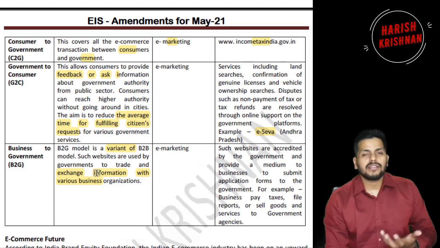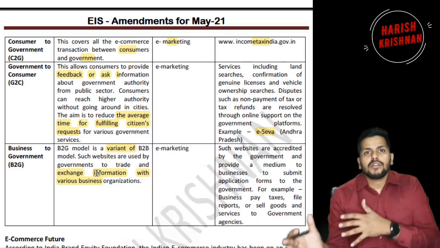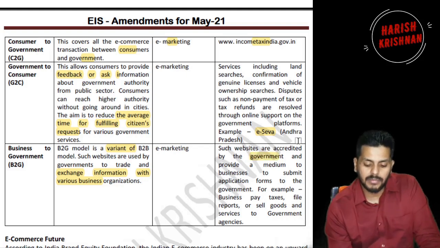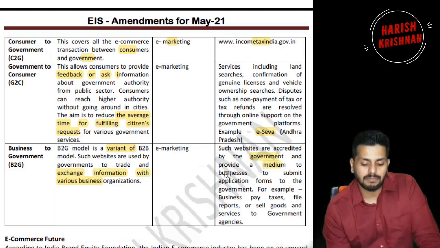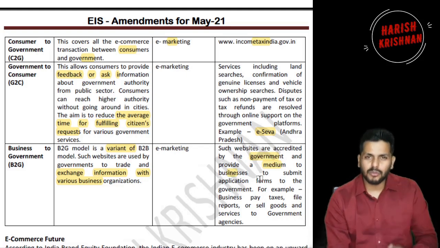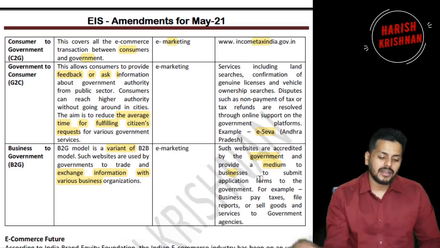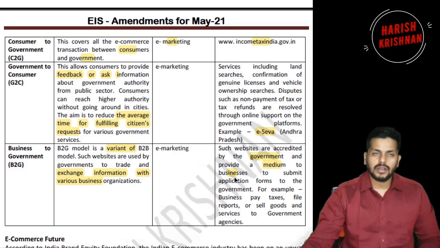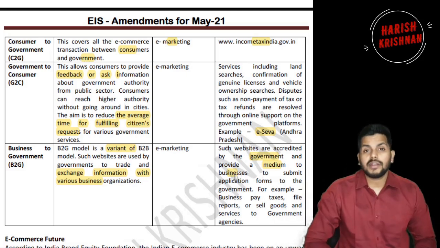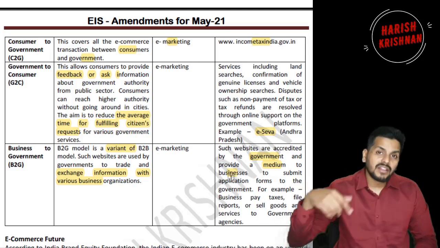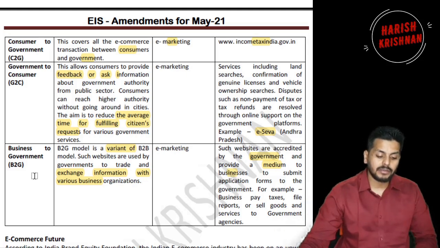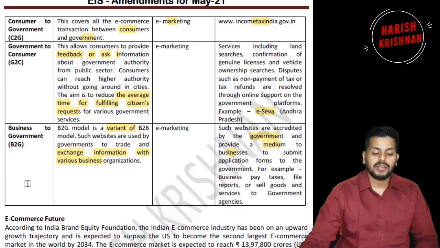Now, a lot of websites have been created where when a producer of the goods wants to sell it directly to the government, such websites are accredited to the government to provide a medium to the businesses that submit application forms and all. So 4 more points have been added up here. The first 3 that were already there are business to business, business to customer, and customer to customer. Now we have consumer to business, consumer to government, government to consumer, and business to government. 4 of them newly added up.